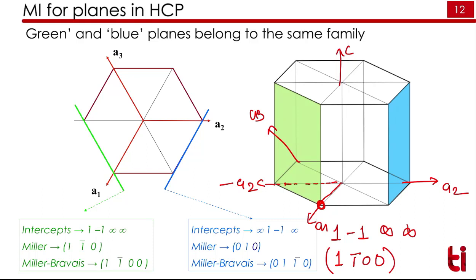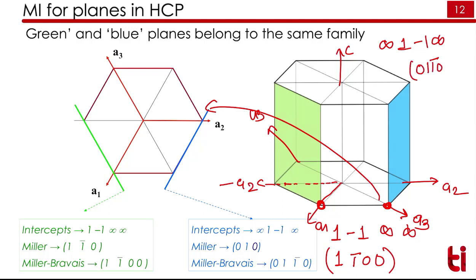For the plane shaded in blue color, the intercepts are on A1 infinity, on A2 it's 1, on A3 it's minus 1 because this is A3, this is minus 1. You can always use this kind of technique for finding the Miller indices, and for C it's infinity. If you take reciprocals, it will be 0, minus 1, minus 1 and 0.